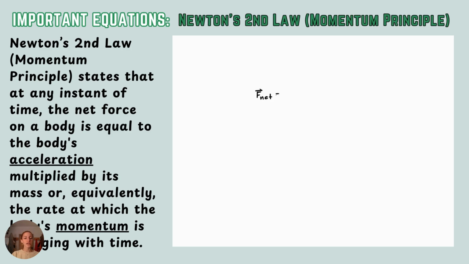Now, one equation to keep in mind is Newton's second law, or the momentum principle, which states that at any instant of time, the net force on a body is equal to the body's acceleration multiplied by its mass, or equivalently, the rate at which the body's momentum is changing with time. So if we start with the equation F net is equal to the change in momentum over the change in time, we can derive it to get what we call our velocity update formula, which I'm going to show you now.